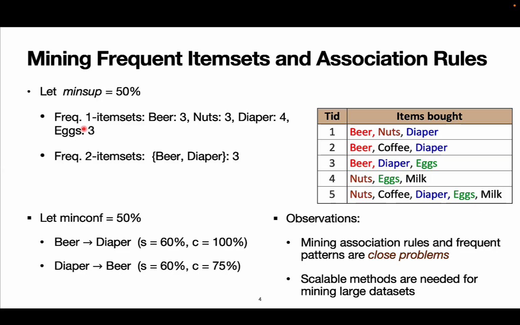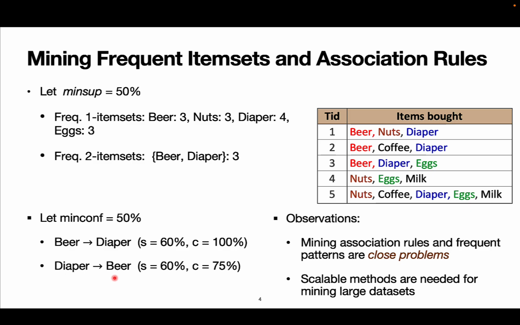We easily can find the frequent one item sets that satisfy the definition: beer 3, nuts 3, diaper 4, and eggs 3. And we were also able to find one 2 item set that satisfies this constraint. Now we set the minimum confidence to 50%, and we try to find association rules that satisfy both the support and confidence from these frequent item sets. We were able to find two rules: beer may lead to diaper and diaper may lead to beer.